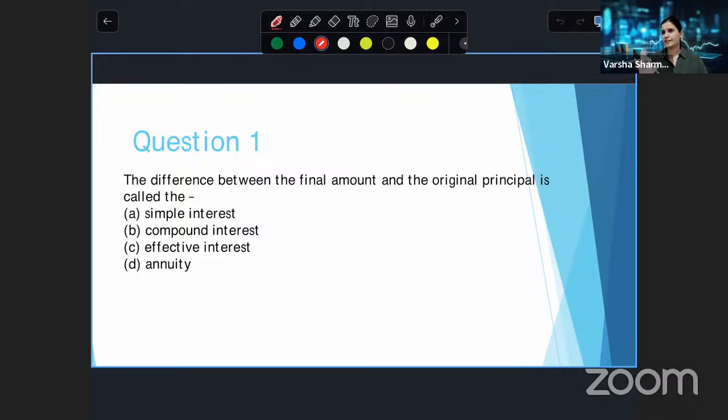It can be both simple interest and compound interest, depending upon which scenario we are talking about. So the final amount is A, and the original principal is P, right? So if I subtract these two, I get interest. Now that can be simple as well as compound. If you are talking about the cases where the interest amount does not change, we are talking about simple interest. And if it changes with every subsequent time interval, then it becomes compound interest. Any doubts?